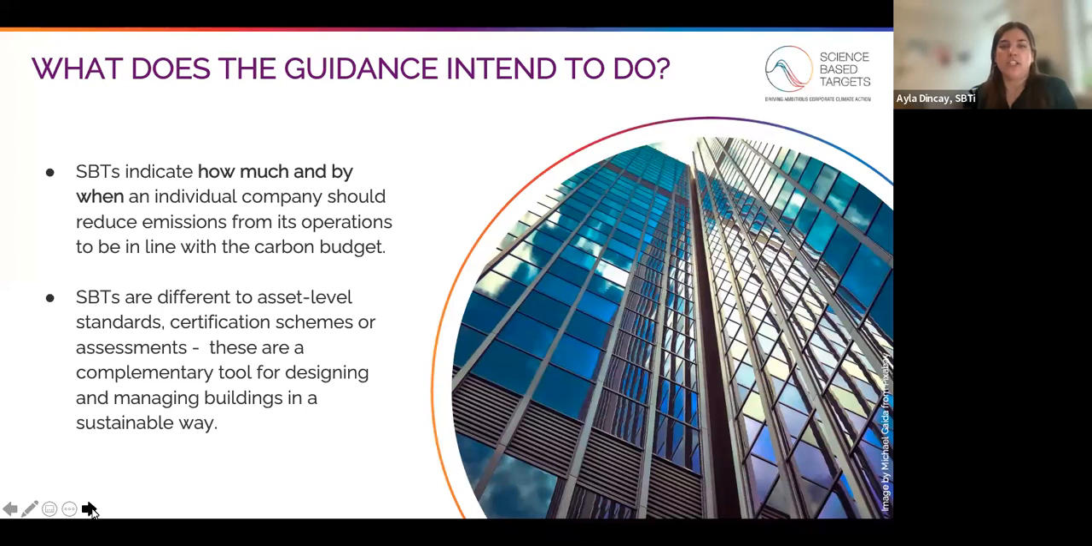SBTs indicate how much and by when an individual company should reduce emissions from its operations to be in line with the carbon budget. SBTs are not intended to substitute any asset-level standards, certification schemes, or assessments that are an important part of design and management of buildings, enhancing the sustainability performance of individual buildings.